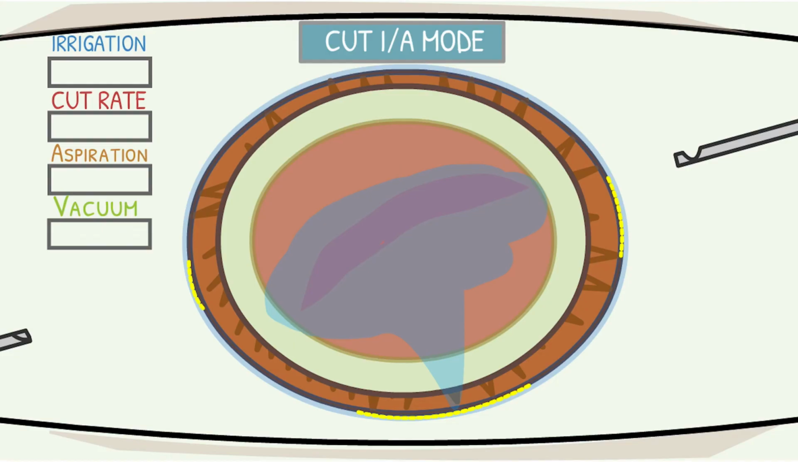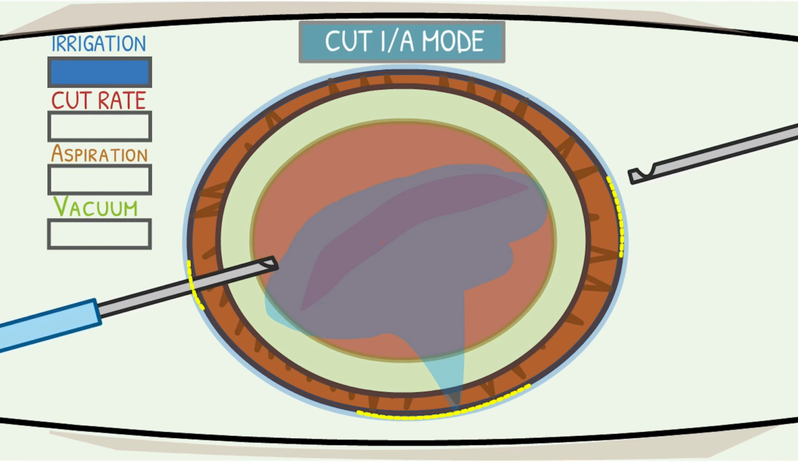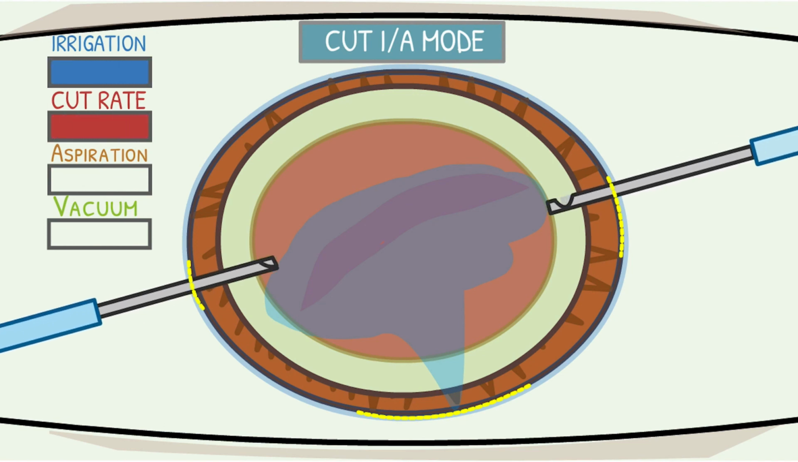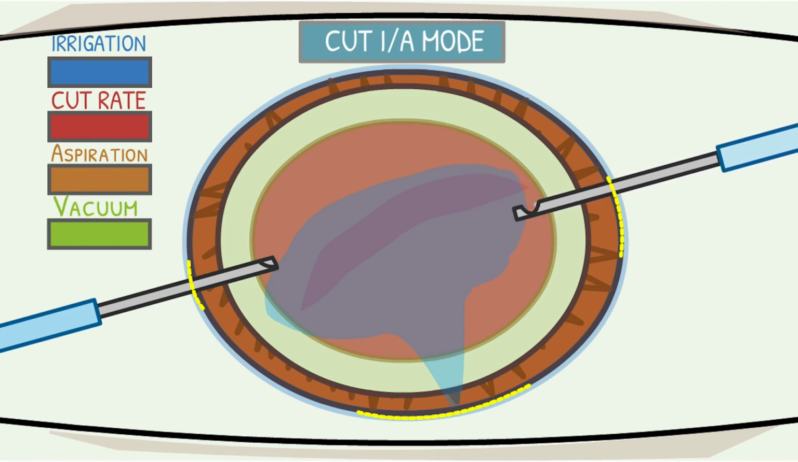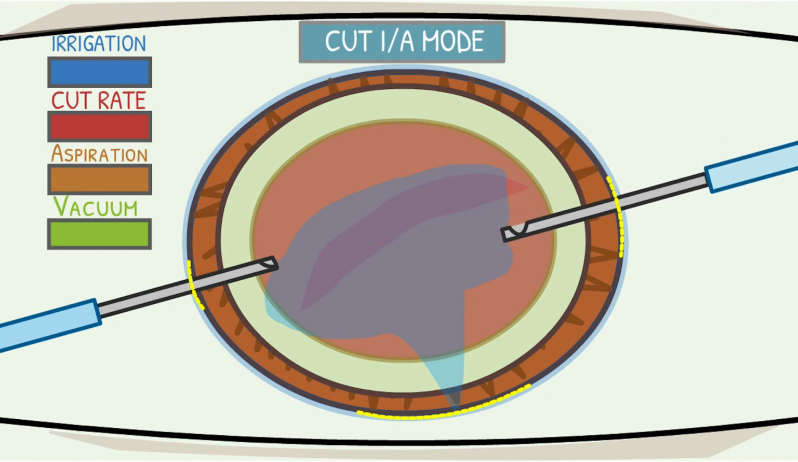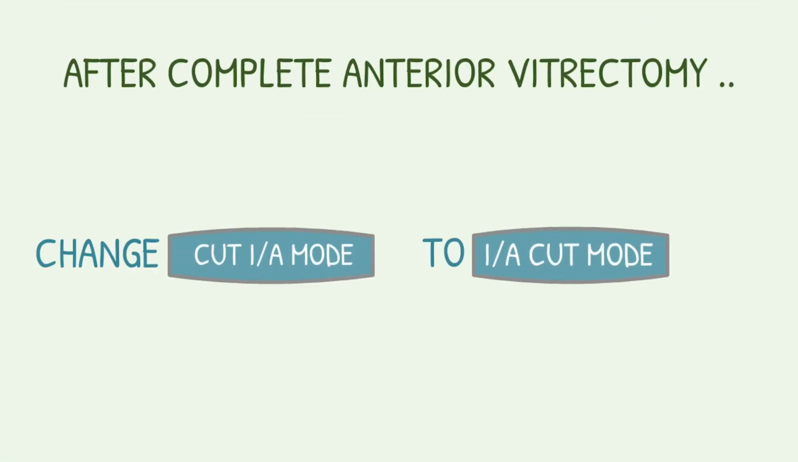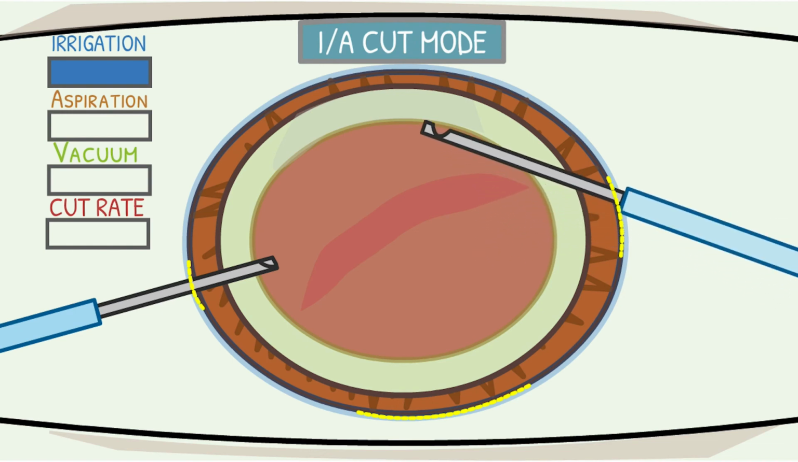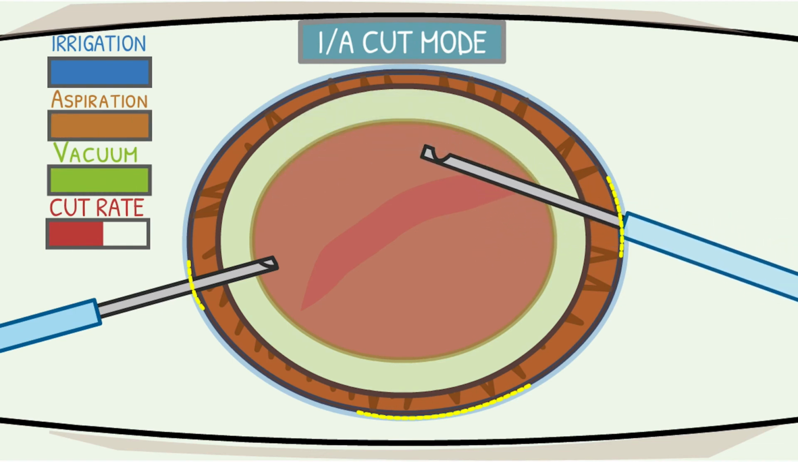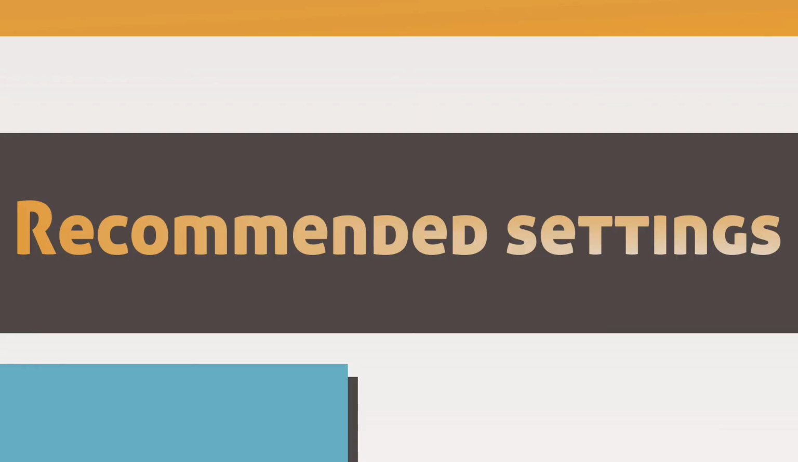Also, this animation, I made it just to show you the difference between the two modes. This is bimanual anterior vitrectomy. We start with the irrigation, then start with cutting before even going inside the vitreous strands. Now this is IA cut. We will remove some of the cortex. In the following slides, you will have recommended settings for different phaco machines.